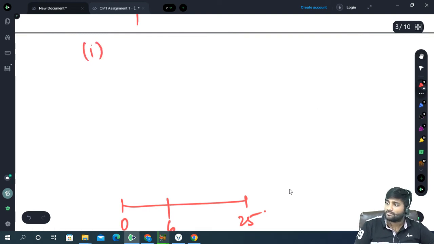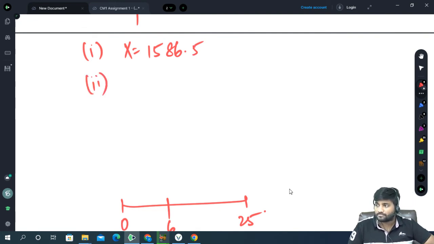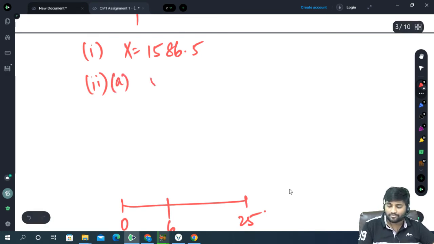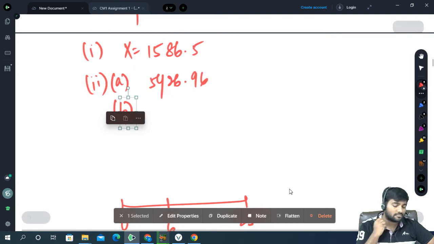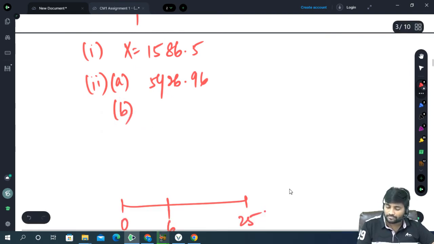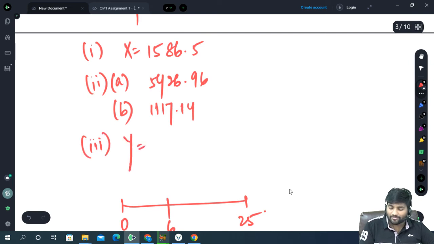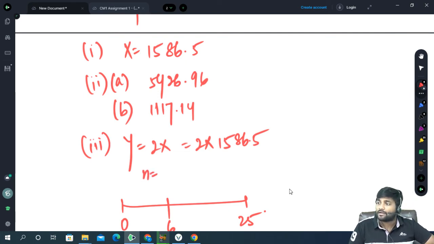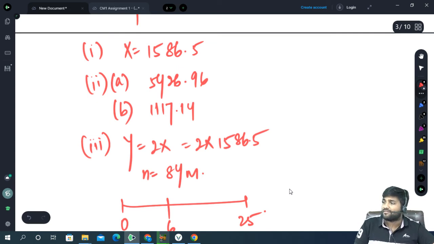Part one: 1586.5. Then part 2A: 5426.96. Part 2B, what is the answer? 1117.14. Part 3, what is the value of y? y is 2x, which is 2 into 1586.5. Now, what is the remaining term in months? 84 months. So the 84th payment will be a reduced one.